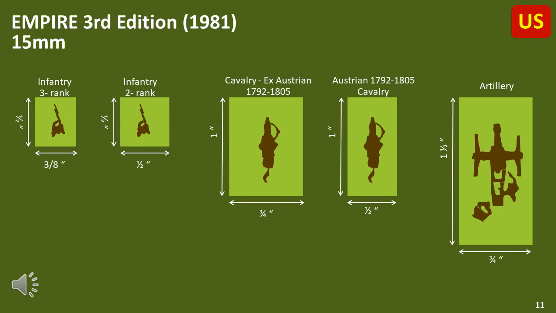Empire 3rd Edition used a single basing system, which was rather old school by 1981, but even here you could see different base widths, from 3/8 of an inch to 3/4 of an inch per figure, based, obviously, on troop type.